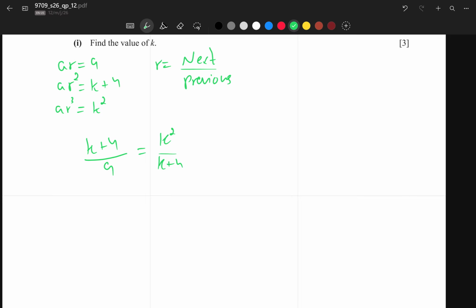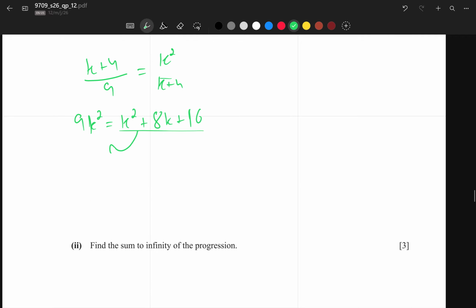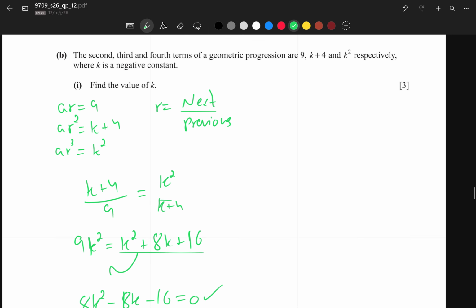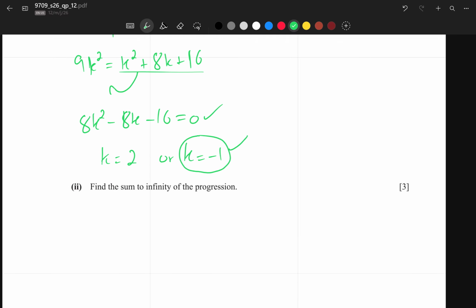Now if you cross multiply these, you will get 9 into k square, which will give 9k square, equal to k plus 4 into k plus 4, which is k plus 4 whole square, so k square plus 8k plus 16. Shift these numbers to the other side. This will give you 8k square minus 8k minus 16 equals 0. This is a quadratic. Solve for k: k is equal to 2 or k is equal to minus 1. Now in the question they have said that k is a negative constant. So k is equal to minus 1 is the only correct answer.